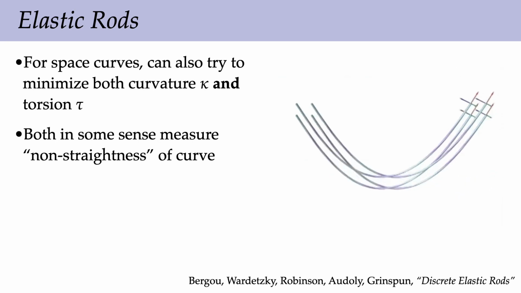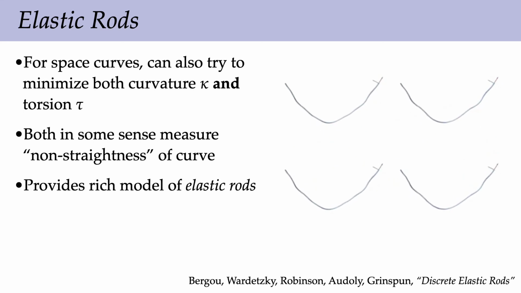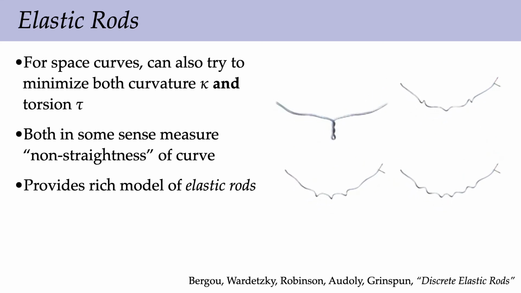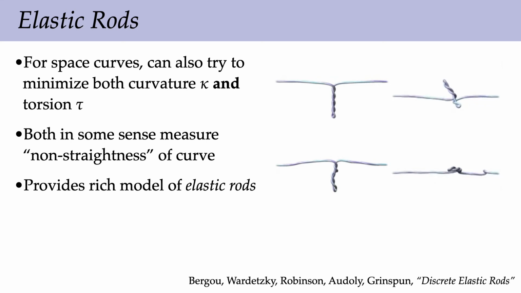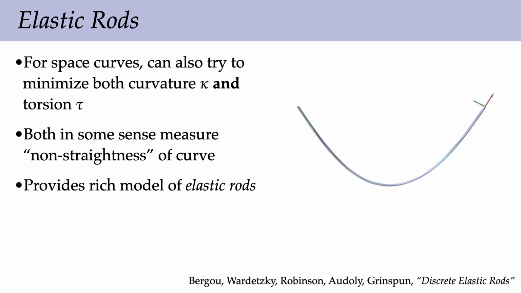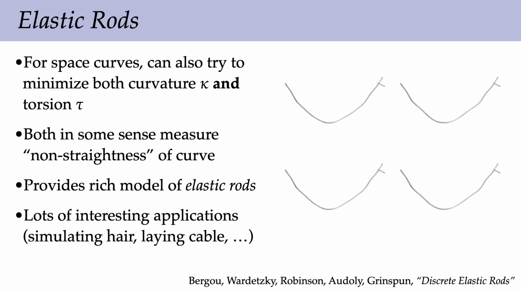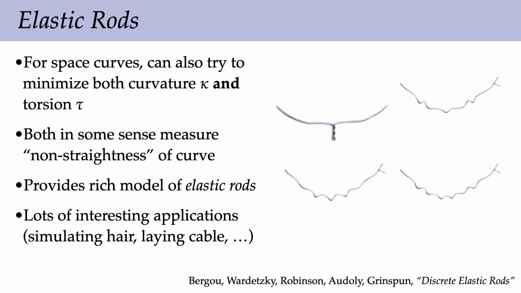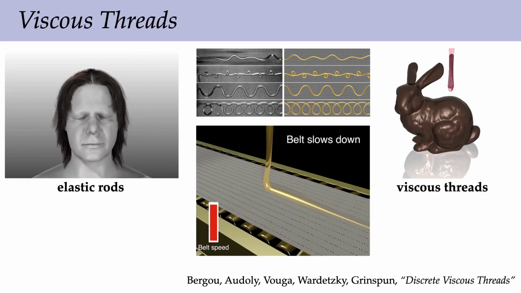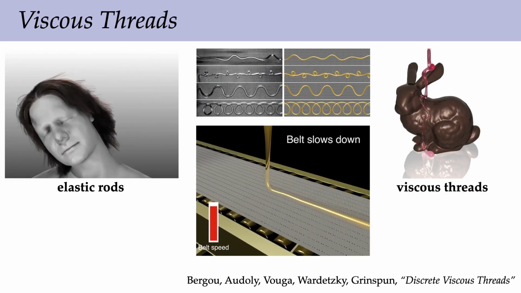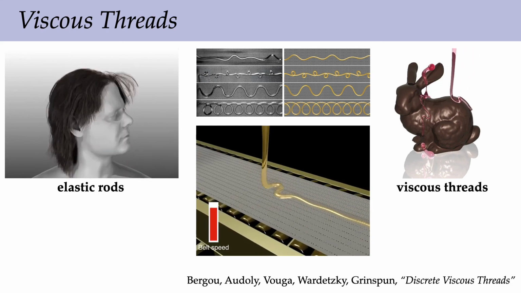And even using these very simple, discrete curvatures and torsions, you get a very, very rich and very predictive model of elastic rods. It's actually quite surprising how much rich physical behavior can come out of this extremely simple kind of polygonal model of a curve. Right? You don't need to go into finite element analysis and higher order curves and so forth. Really, just these polylines will do the trick. And there's lots of interesting applications of this discrete elastic rod idea to simulating hair or laying cables on the ocean floor. You can also turn this elastic rod model into a model of what are called viscous threads.